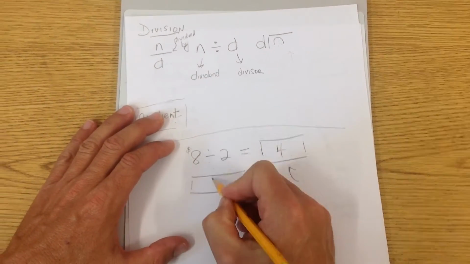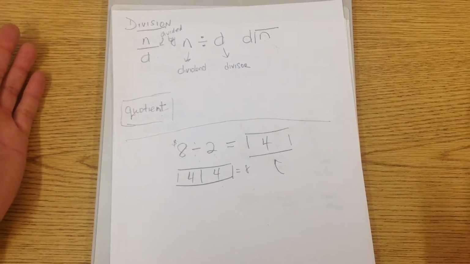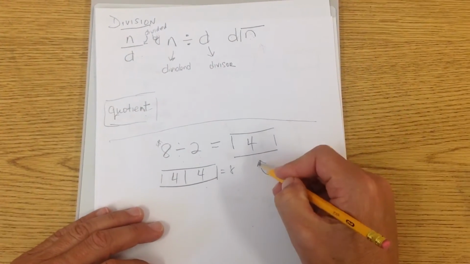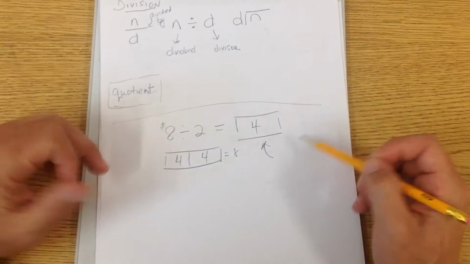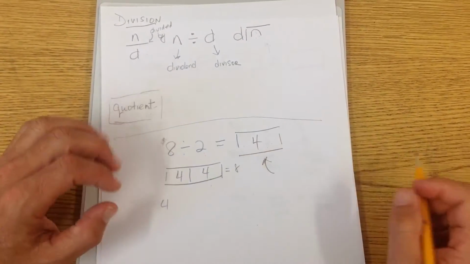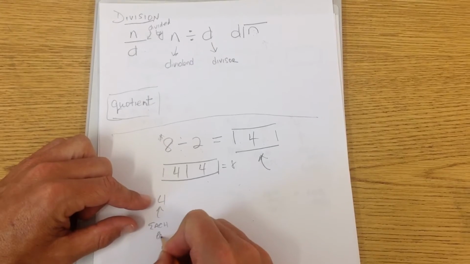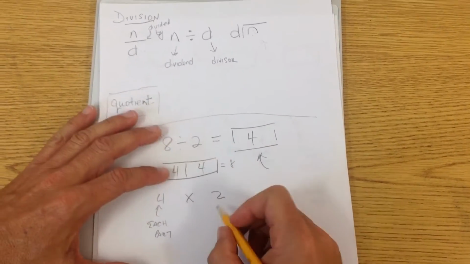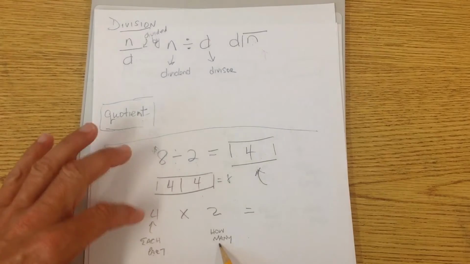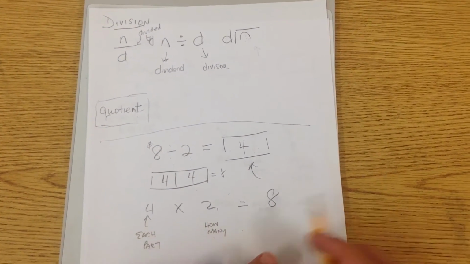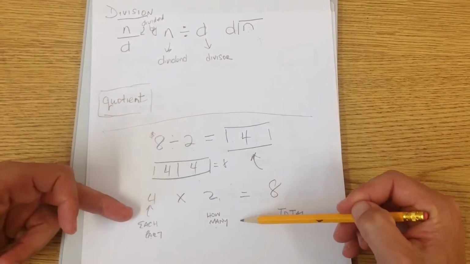If I were to model it, if I divide it into 2 equal parts, each part is going to get $4. Now, the inverse operation of division is multiplication. So using the inverse operation, each part gets $4, and I'd multiply it by how many parts. Each part gets $4 and I have 2 parts, so I'm going to have a total of $8. So here's division and here's multiplication.